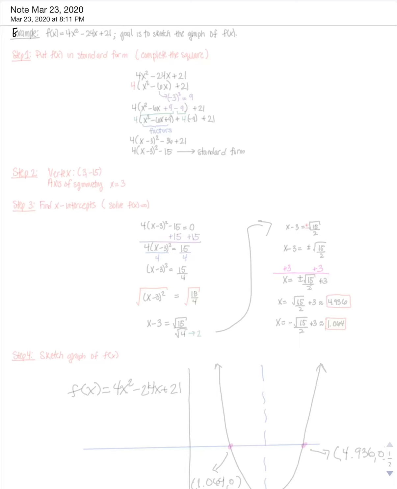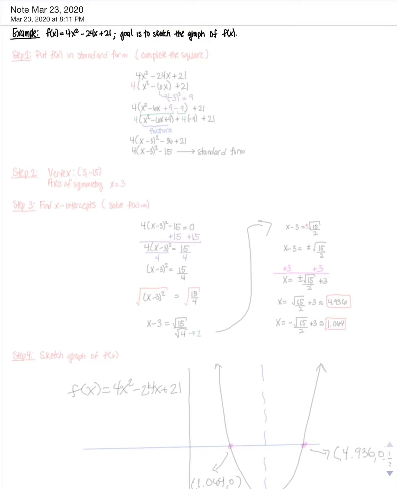So our example is the function f of x is equal to 4x squared minus 24x plus 21. And our goal is to sketch the graph of f of x.